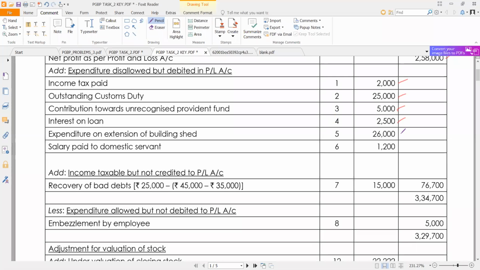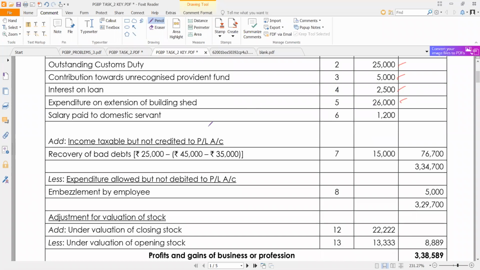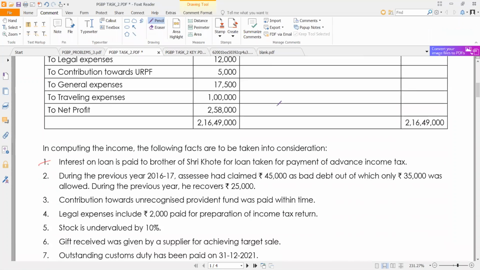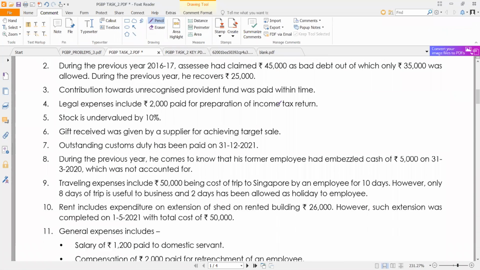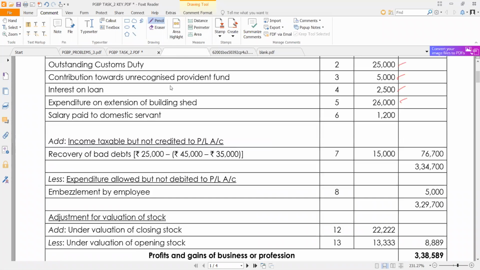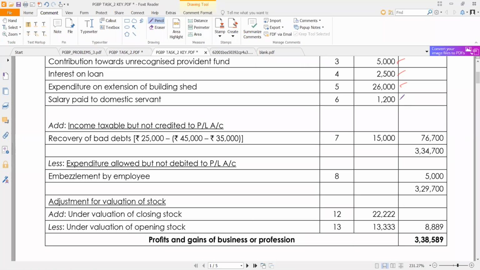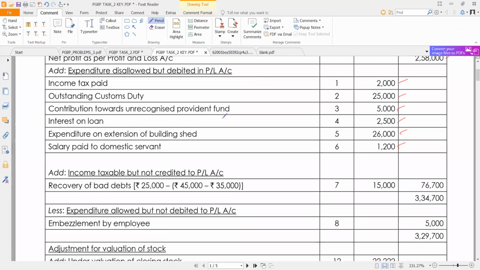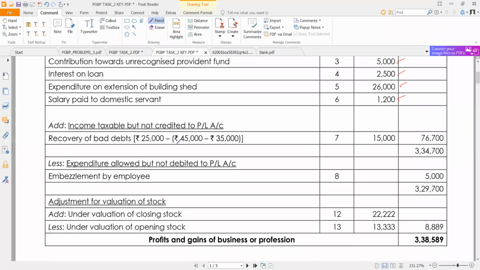Expenditure on the extension of the building shed is a capital expenditure, so that should be disallowed. That is not a revenue expenditure, but it was debited to the P&L account, which was given particularly here. Expenditure on the extension of the said building was 26,000. So that is a capital expenditure, hence disallowed. Salary paid to a domestic servant is a personal expenditure. It is not a business expenditure, hence that is also disallowed. Section 37 clearly states, no personal expenditure will be allowed as a deduction. Any expenditure to be allowed as a deduction has to be exclusively for business or professional purposes.